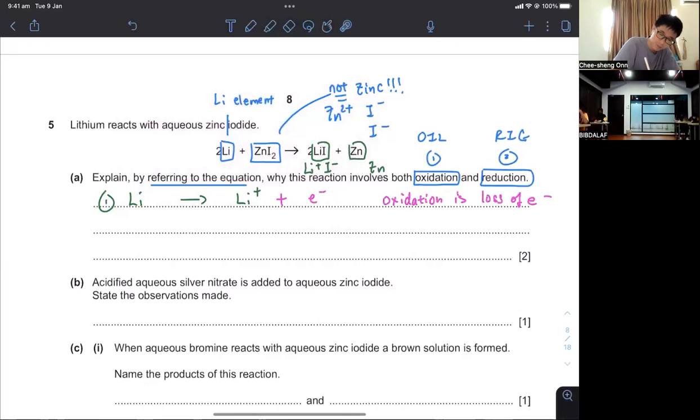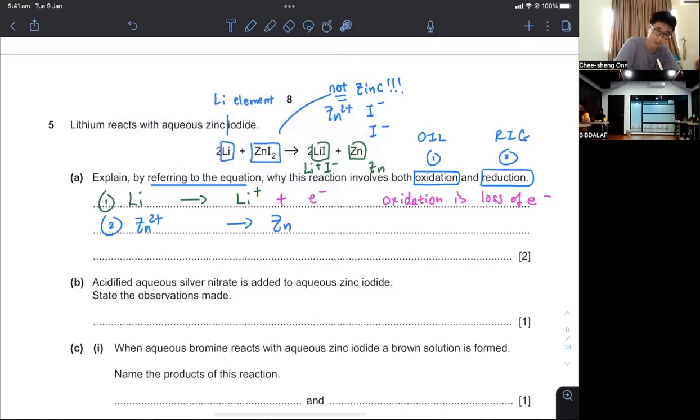We lose electrons because we have the plus electrons on the right, and this is 0 charge, this is +1 and -1. Equation is balanced. Half equation is balanced. The next one is the zinc, but I start from Zn2+ becoming Zn. Zn2+ becoming Zn.